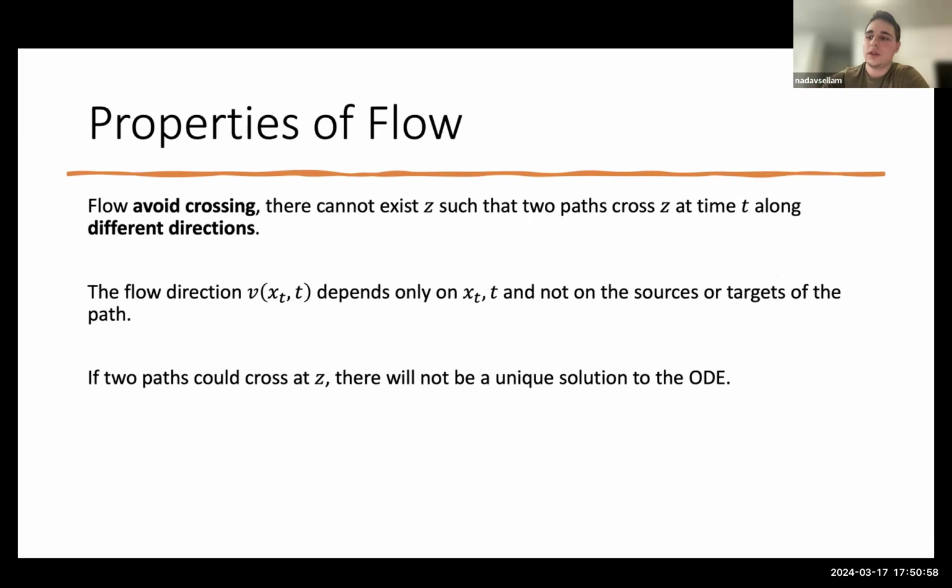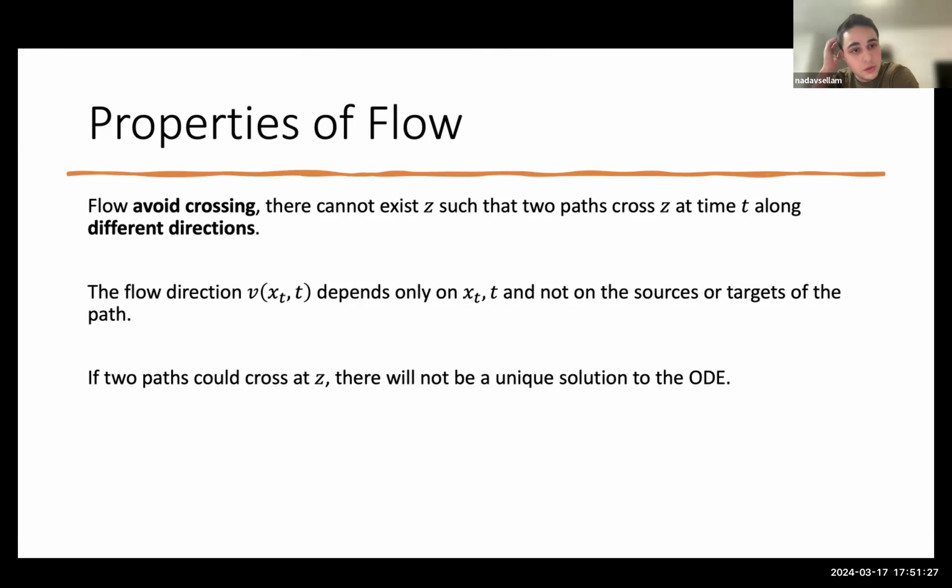And now we start to get to the main contribution of the paper. An important property of flow in the ODE case, in the deterministic case, is that the flow cannot cross. It avoids crossing. What do I mean by that? There cannot be two trajectories that meet at some point z in the middle, and one would end up in one target, and the different trajectory would end up at a second target.